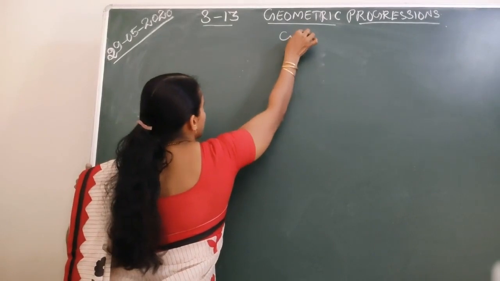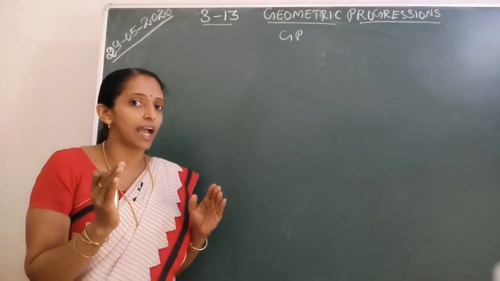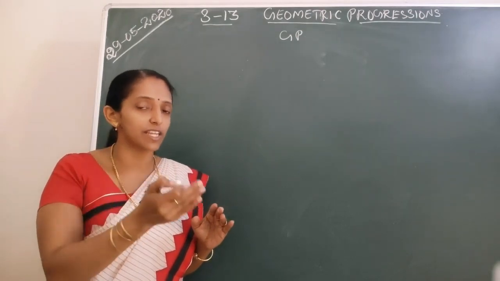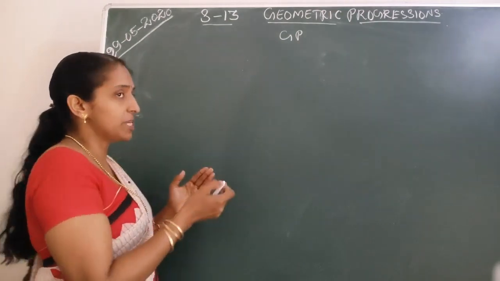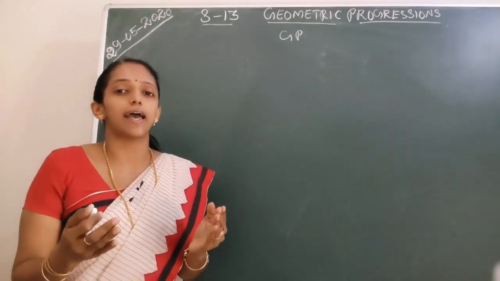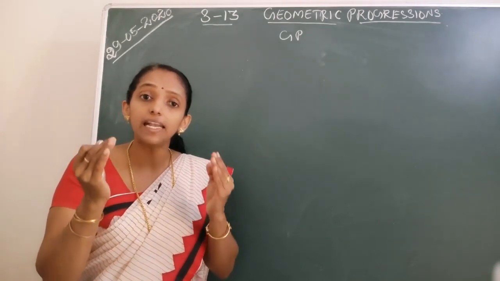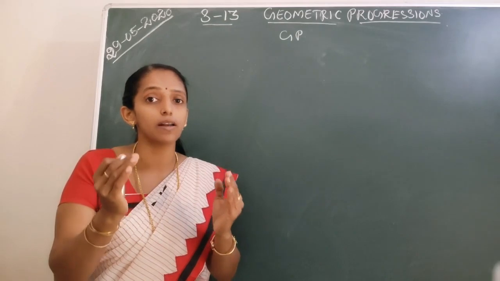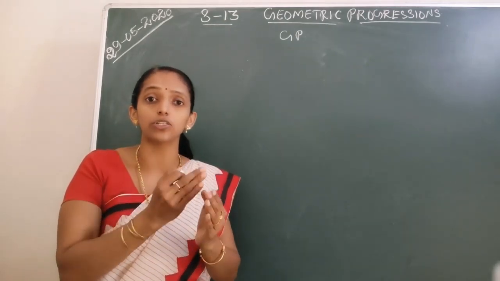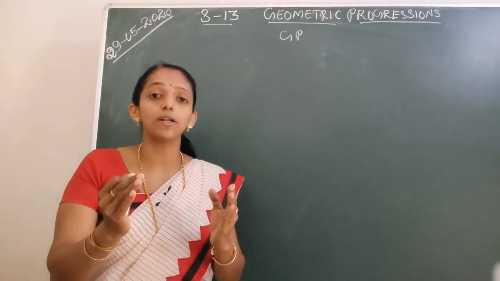So geometric progressions. As we have seen in arithmetic progressions, we were having a common difference between two consecutive numbers. Here, the GP definition states that a series of numbers having a common ratio between two consecutive numbers are known as geometric progressions.